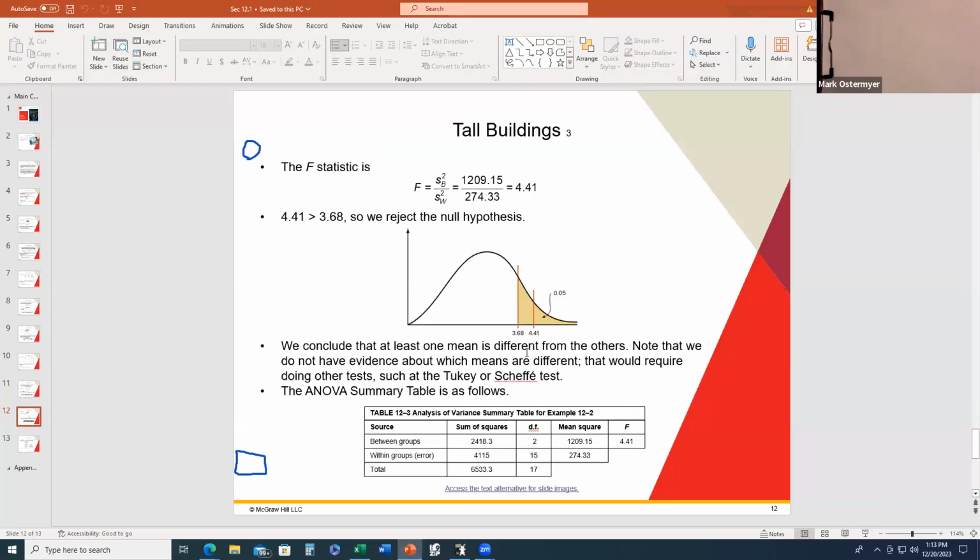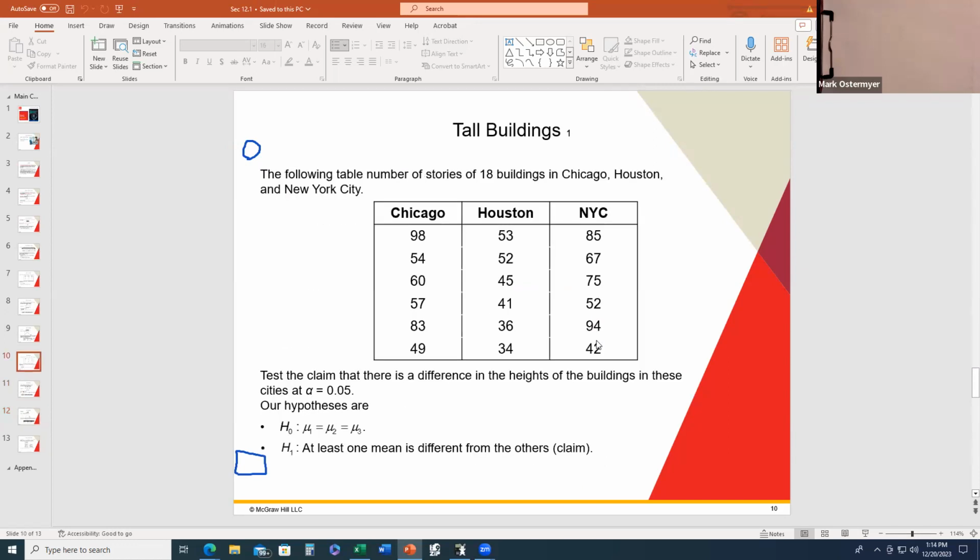And you can see that our test statistic, 4.41, is greater. Not by much, but it is greater than 3.68. Therefore, it finds itself in the upper tail rejection region of the F probability distribution. Therefore, we're going to reject the null hypothesis, and claim that the mean heights of these buildings from the three different cities are not the same. That's what this hypothesis test at 5% is showing us here.